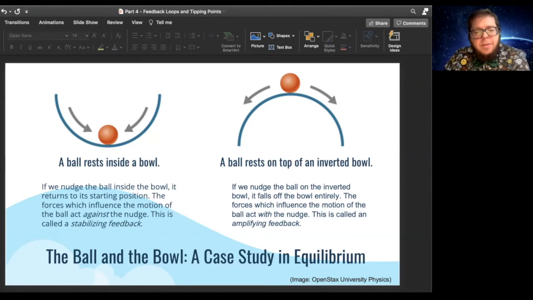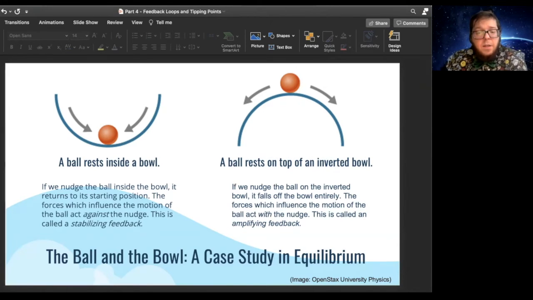So in the case of the ball inside the bowl, if I give it a nudge and push it up the sidewall, the ball will return to its starting position. The forces which influence the motion of the ball, gravity in this case, act against my nudge. And so we call this a stabilizing feedback. The feedback process returns the system to its original state. Stabilizing feedback, or stable equilibrium, if you like.